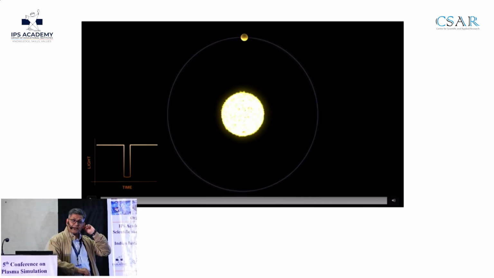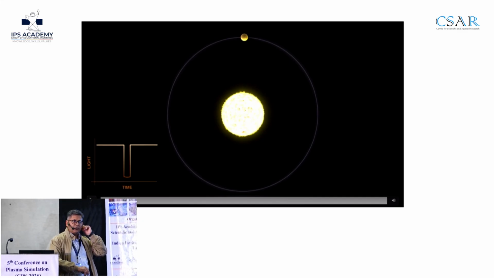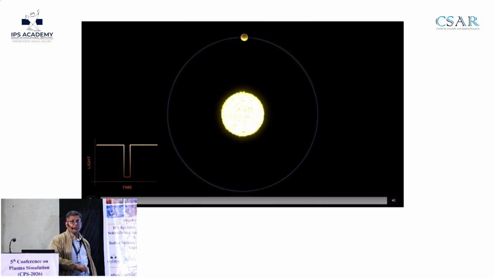The detection of exoplanets started in the early 90s. Until 2000, only a few exoplanets were detected, but with the help of the transit method, we now have more than 5,000 exoplanets detected and confirmed.